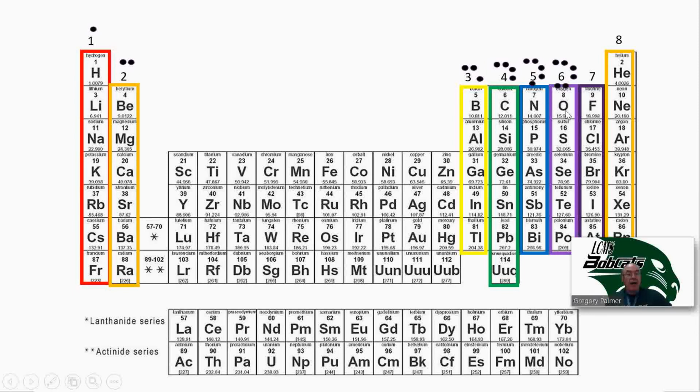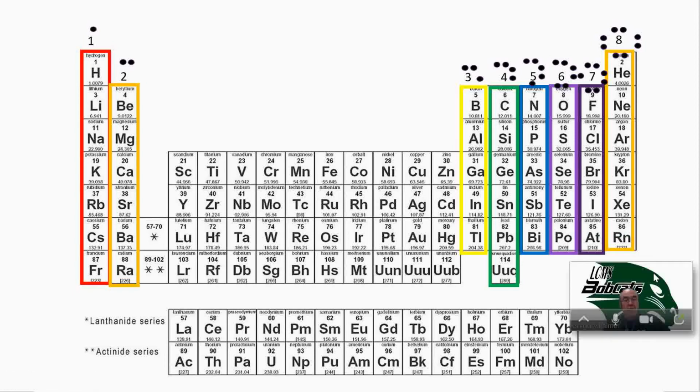Family 6, like oxygen, sulfur, selenium, they would all have 6 dots in their dot diagram. Family 7 would all have 7 dots in their dot diagram. And finally, family 8, with the exception of helium, neon, argon, krypton, xenon, and radon all have 8 dots in their dot diagram. Helium would have 2.